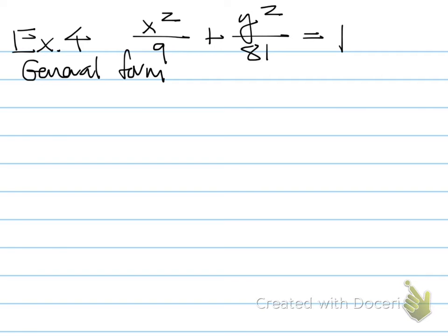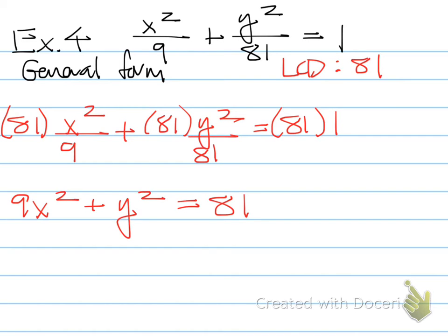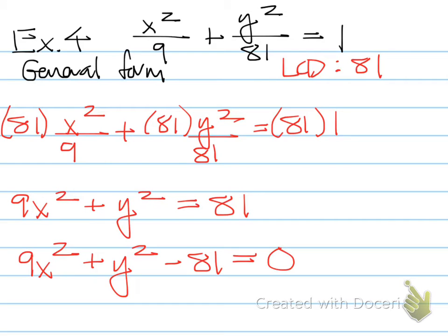In example 4, we want to take the equation of this ellipse, and take it from standard form to general form. So you're just going to multiply all the terms by the lowest common denominator, which is 81. When we do that, we'll be left with 9x squared plus y squared equals 81. And then to finish it up, we just need to subtract 81 from both sides so that the constant's on the left side, and we have our equation written in general form.